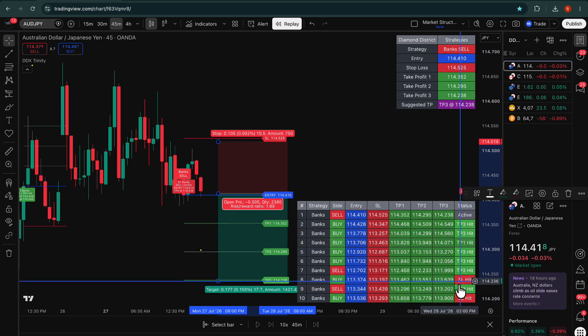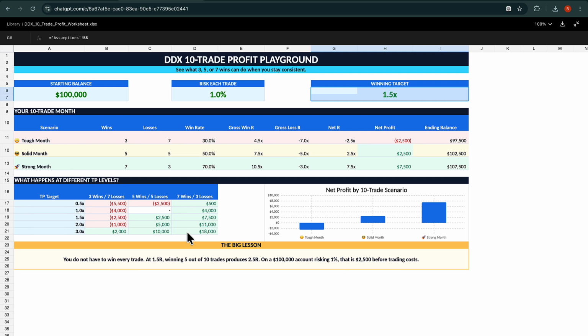You lost 2 out of 10 trades. So it's 1, 2, 3, 4, 5, 6 trades hit so far on this, and the other one just hit TP1 as the first hit, and stop losses twice. But let's say you won 7 trades and lost 3. You would have made $7,500.